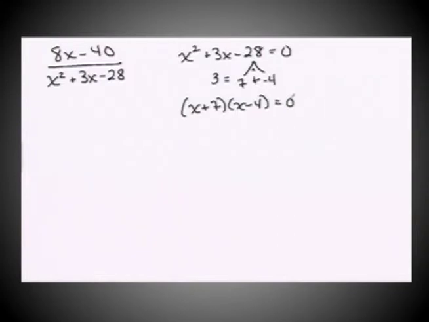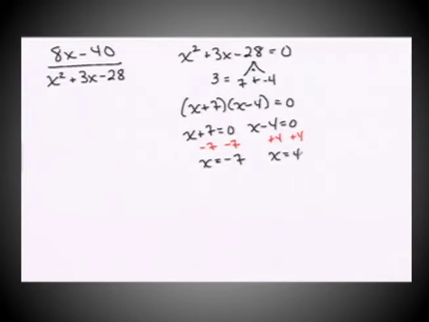Now we have the situation of factors being multiplied together equaling 0, so we can apply the zero product property here. And to apply it, we just set each of these factors equal to 0 and solve the resulting linear equation. So I will first subtract 7 from both sides to solve this linear equation, and we get x equals negative 7. And I will add 4 to both sides to solve and get x equals 4.